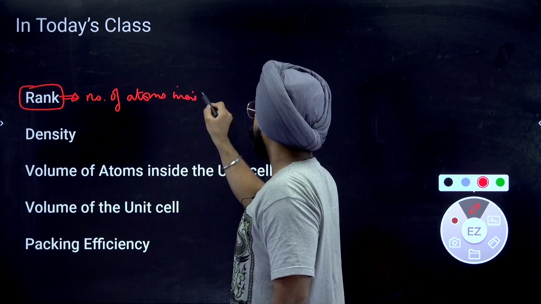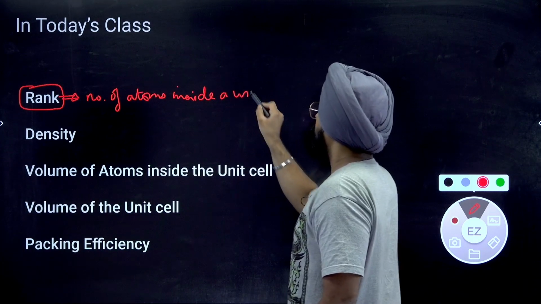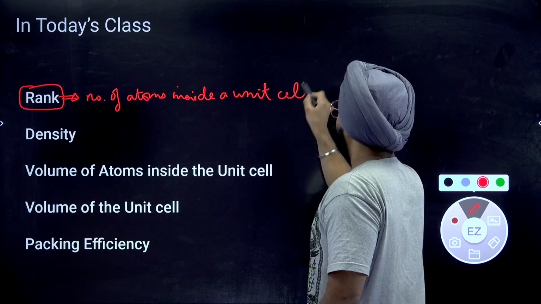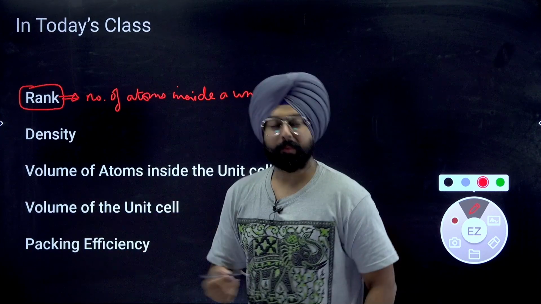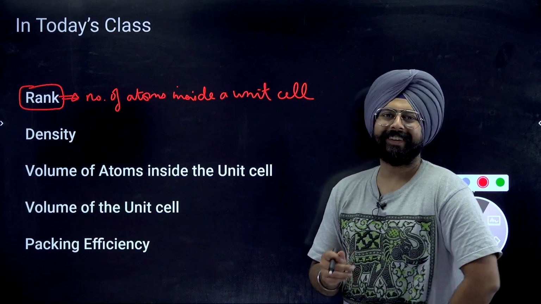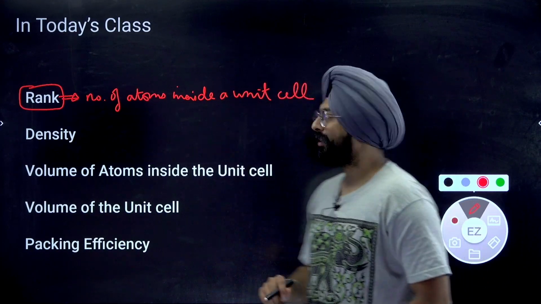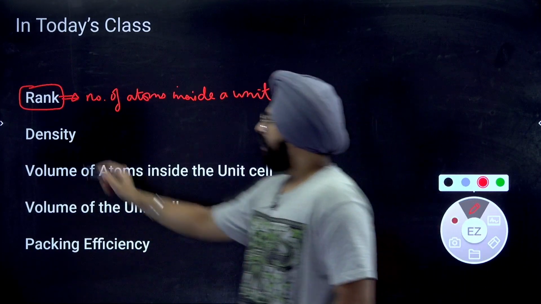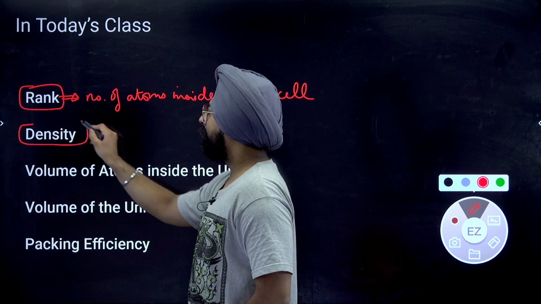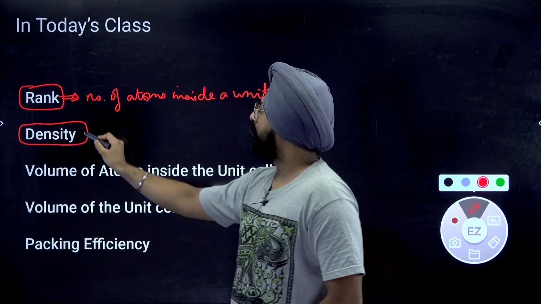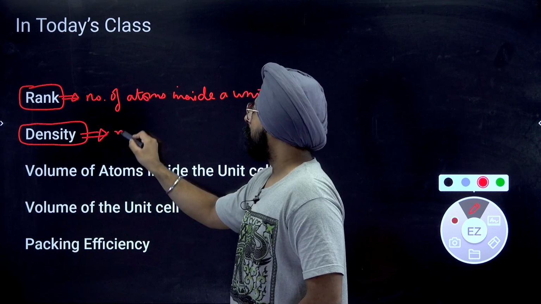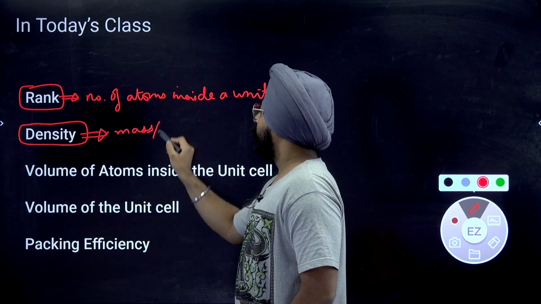inside a unit cell. Please make sure you are writing all of this down along with me. Please keep taking notes because taking notes is important. I've told you that time and again. Density. What is density? Density basically is just mass upon volume, right?